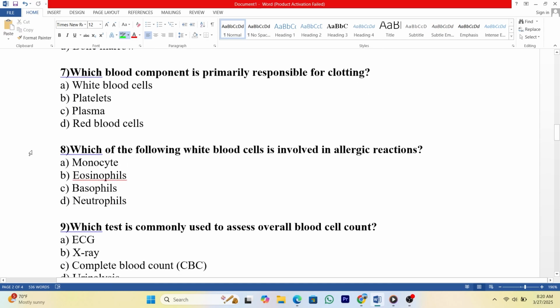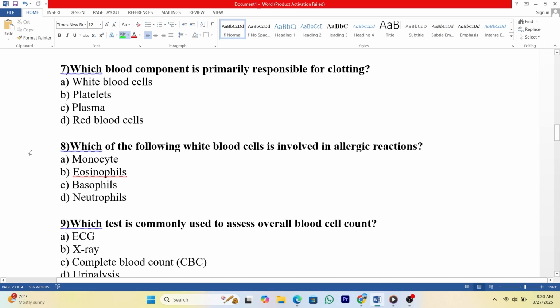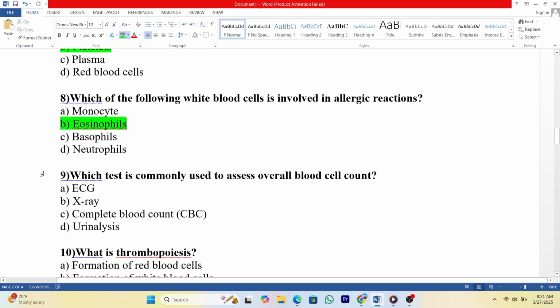7. Which blood component is primarily responsible for clotting? A. White blood cells. B. Platelets. C. Plasma. D. Red blood cells. 8. Which of the following white blood cells is involved in allergic reactions? A. Monocyte. B. Eosinophils. C. Basophils. D. Neutrophils.